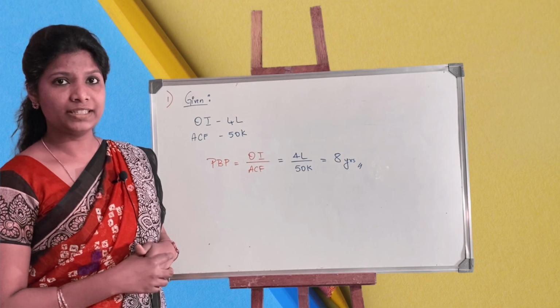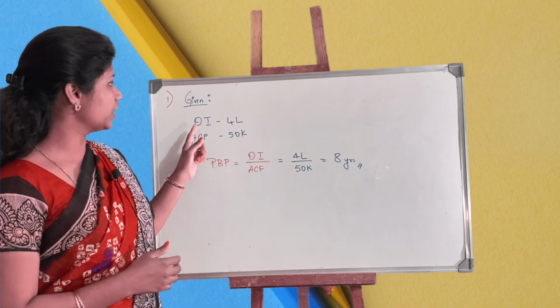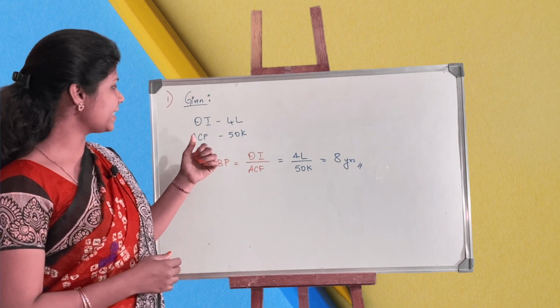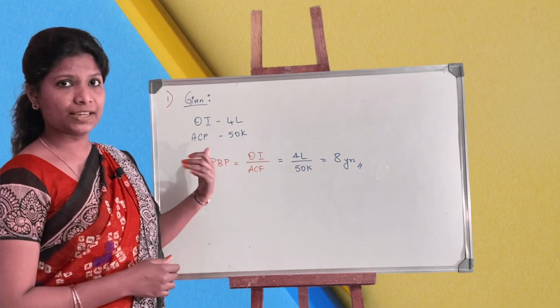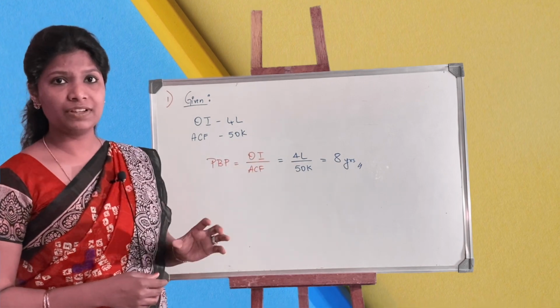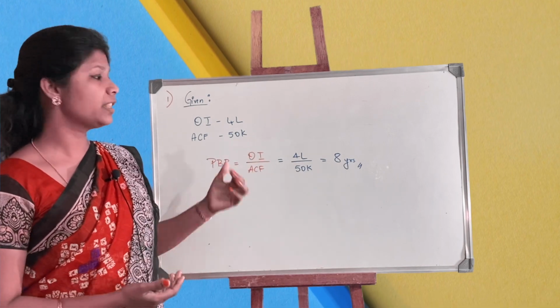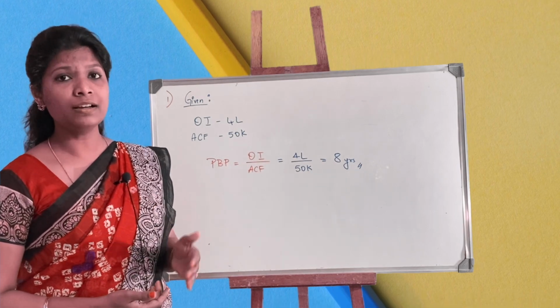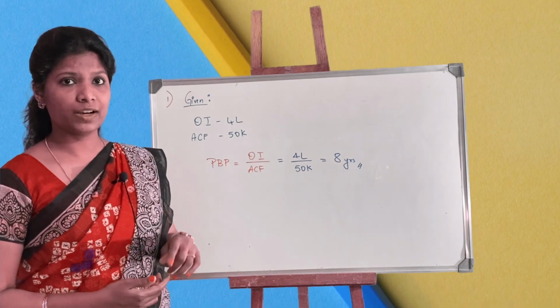So first question, starting with the payback period. The given details in the question are: original investment of the project is 4 lakh rupees and the annual cash flow, ACF stands for annual cash flows, is 50,000. So that means it is even cash flows, right? If it is uneven, there would be more amounts given. Since there's only one amount given, we understand that is an even cash flow, the first circumstance.